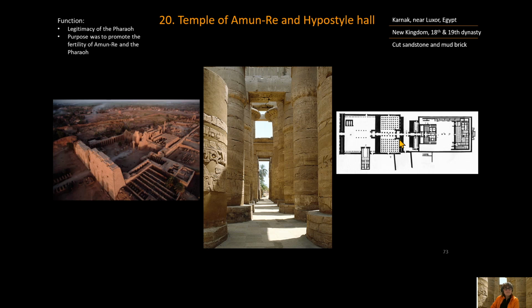And so finally, function is that this whole shebang, the Temple of Amun-Re, Hypostyle Hall, and the Opet festival, establishes the legitimacy of the pharaoh. And the whole purpose is to make the pharaoh seem like he is fertile and that he can influence the flow of the Nile and he can influence the productivity of crops that year. So legitimacy of the pharaoh is the function.